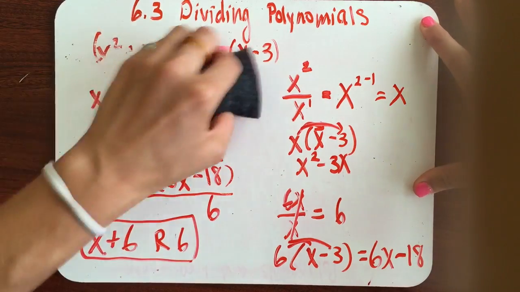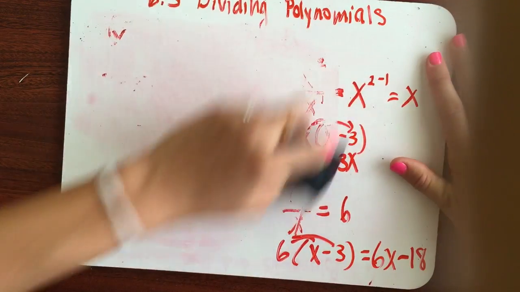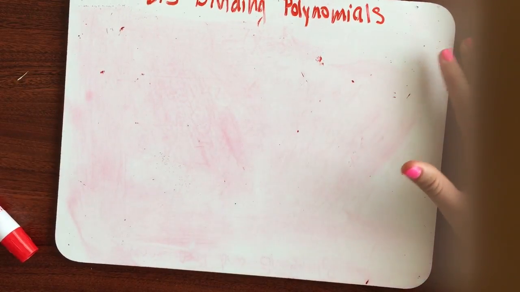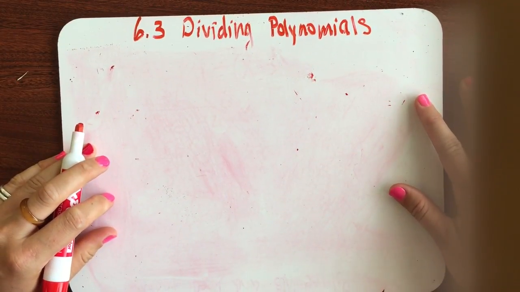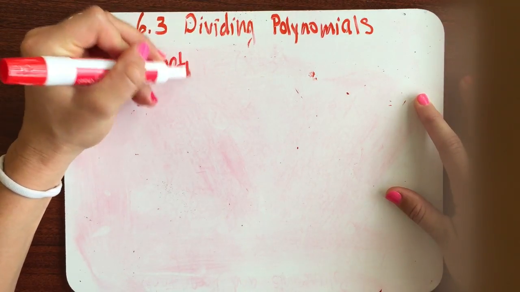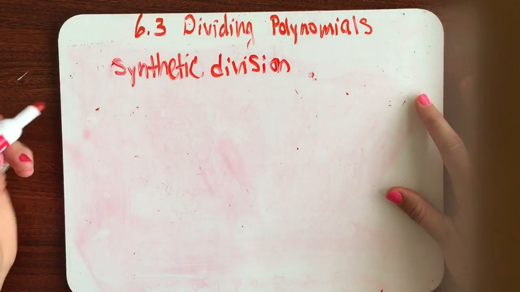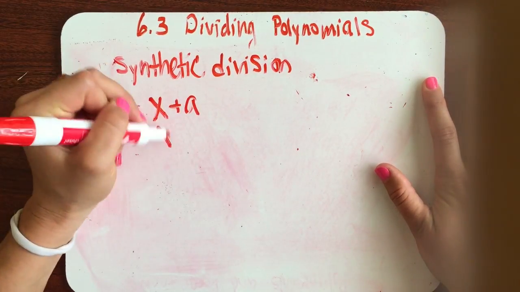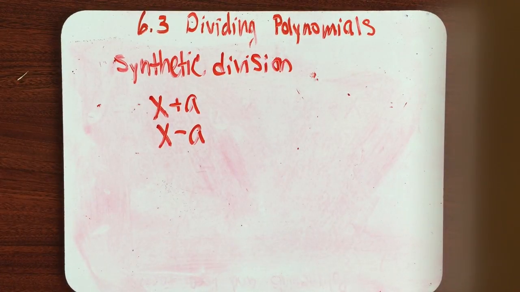Let's try another one where we're going to use synthetic division. The other way we're going to learn is using synthetic division. You can only use synthetic division if you have x plus a number or x minus a number as your divisor, which is the denominator, or what you're dividing by.